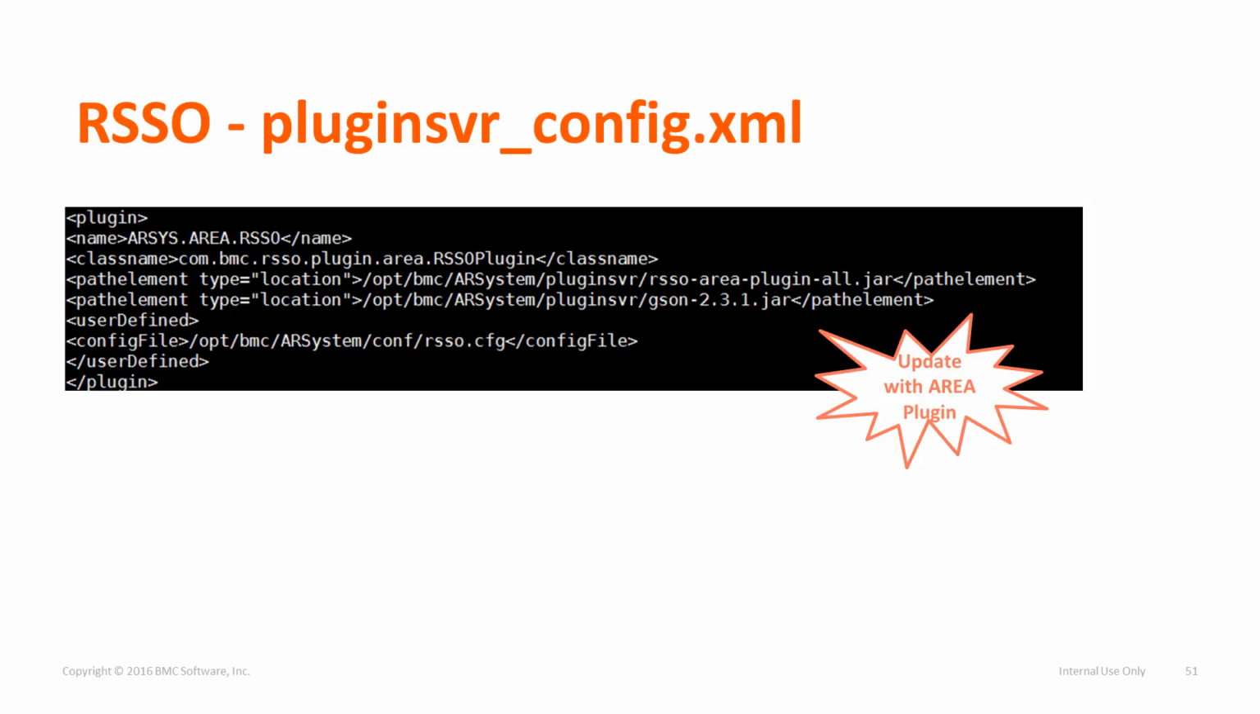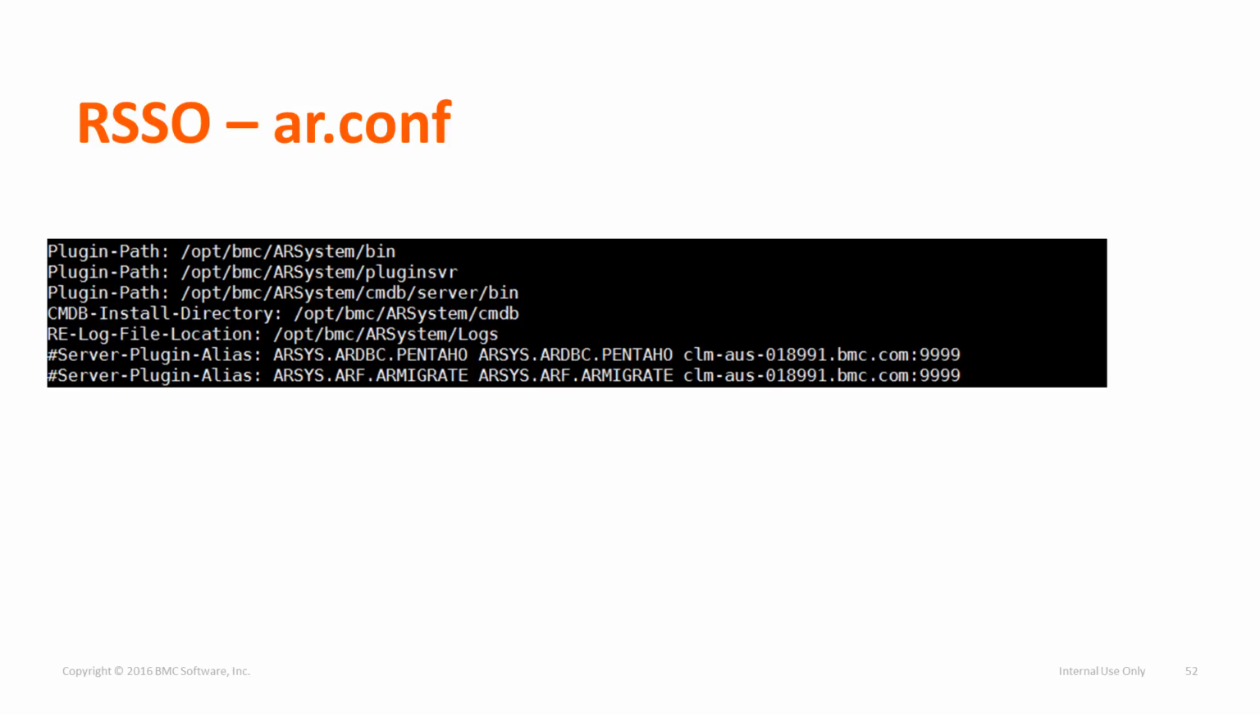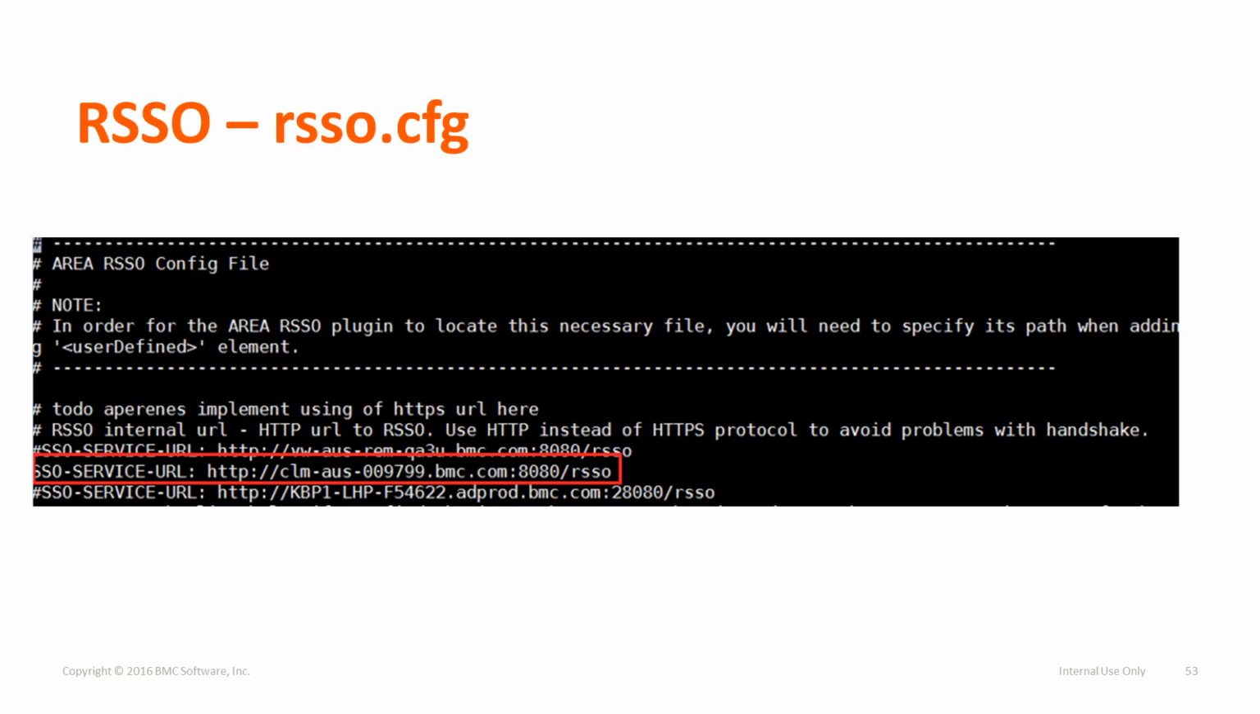And also, when we've commented out the SSO, we obviously need to update the configuration to tell it to use the RSSO area plugin. And it's important that you have the correct paths in here to the RSSO area plugin as well as the JSON. And then we need to comment out the Pentaho and AOR migrate entries from the AOR.conf. And as far as the RSSO configuration is concerned, we simply need to add in our RSSO URL here.